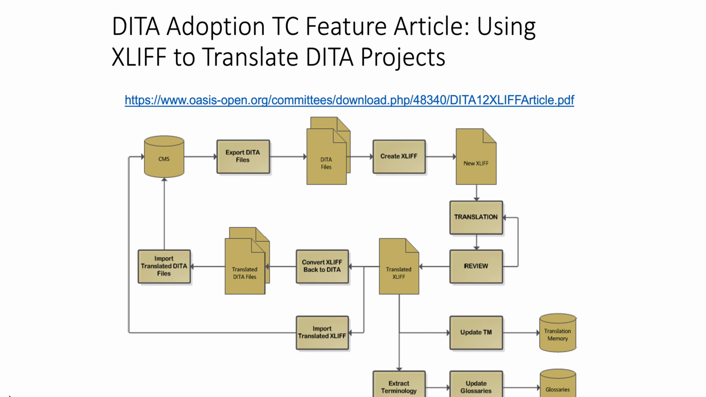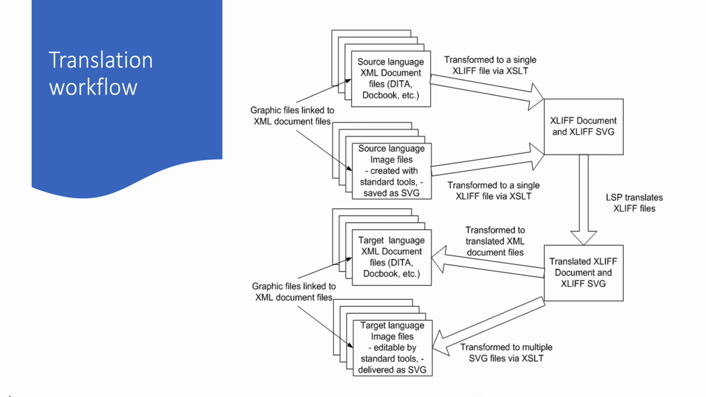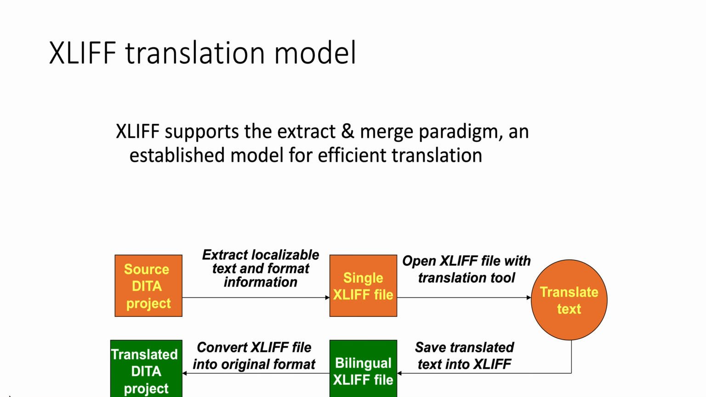And Rodolfo created this really complex workflow. But really what it comes down to is that we start off with our source XML file, in this case DITA, and we have our linked images, in this case SVG, and we use a single XSLT to transform that DITA and those SVG files into a single XLIFF document. The localization service provider translates the XLIFF files. Then we have the bilingual translated XLIFF files, which we transform back into the native file format, which in this case would be DITA and SVG.